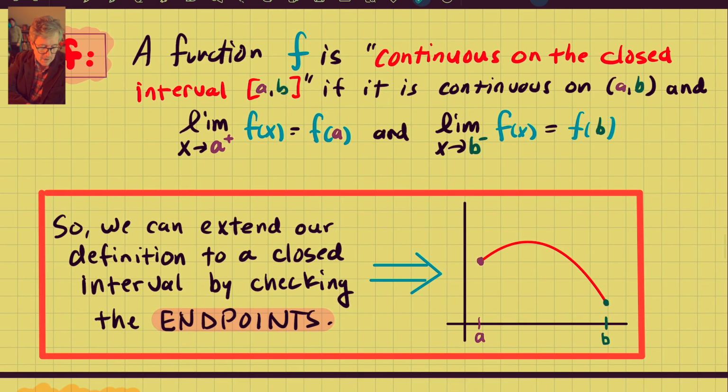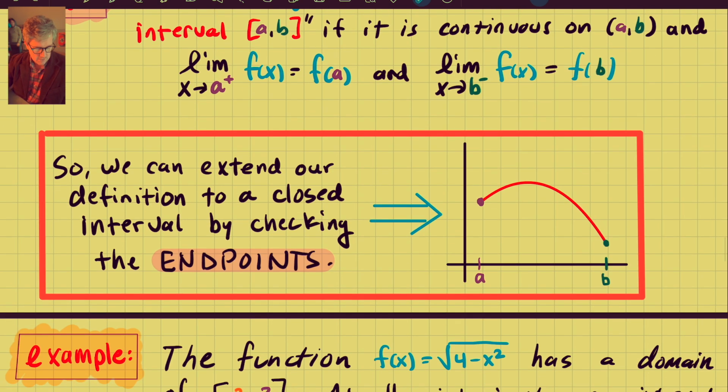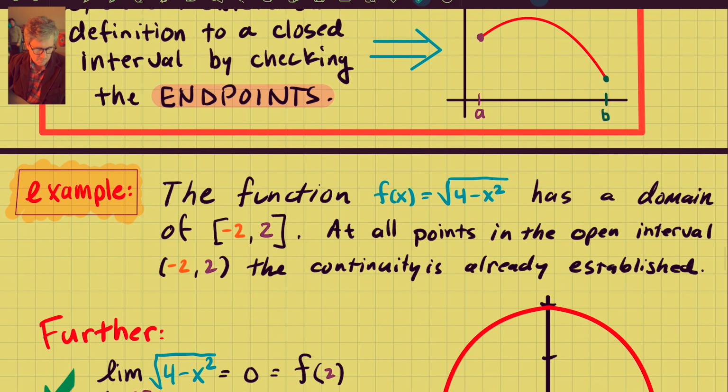Okay, so we can now extend our definition to a closed interval basically just by checking the endpoints, right? So all these points in here, the function's continuous at, and then we just need to do a right-hand limit and a left-hand limit check on those endpoints. And if those also exist and they meet the definition, if those limits exist and are equal to f of a and f of b, then we have continuity on the closed interval. All right, very good. So let's take a look at an example.